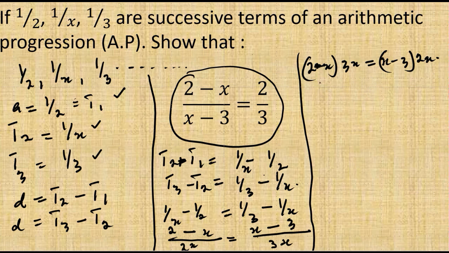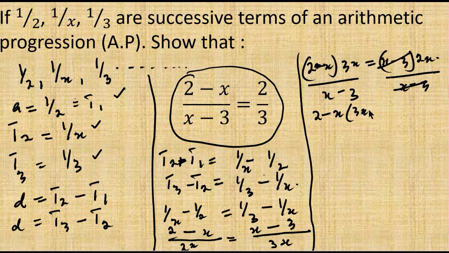So if I divide both sides by x minus 3, sorry, not minus 3x, and here is x minus 3. x minus 3 cancels x minus 3, then I'm left with (2 minus x) into 3x over x minus 3 is equal to 2x. It's beginning to look like this.